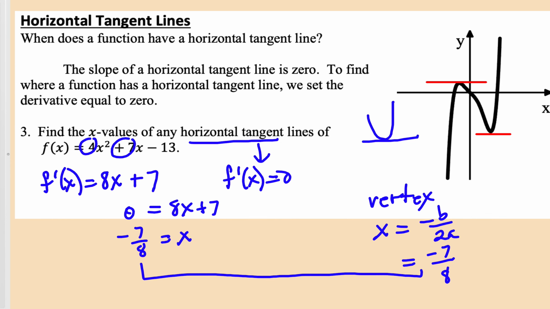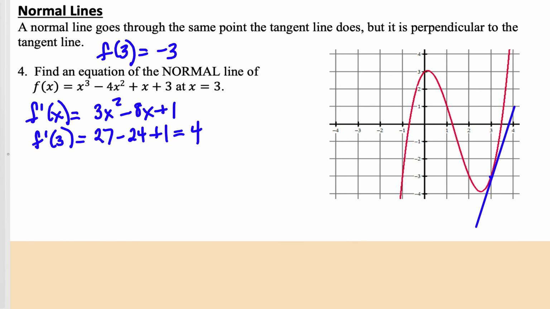Let's take a look at what normal line means. A normal line goes through the same point the tangent does, but it is perpendicular to the tangent line. So we want to find an equation of the normal line.